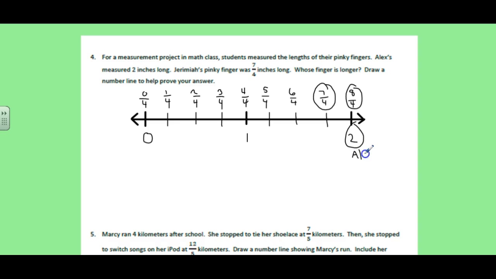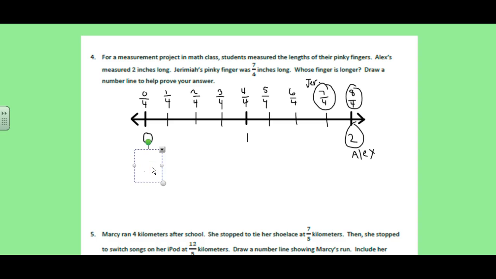You also need to do that on your paper so I can see exactly what we're talking about. And then Jeremiah's was 7/4, so I'm just going to abbreviate that and put Jer. So you can see on the number line whose finger was longer because 8/4 comes after 7/4, and that tells me that that's longer than 7/4 is, and I know that 8/4 is actually the same thing as 2 inches, so now all we have to do is answer this in a complete sentence, saying whose finger was longer.